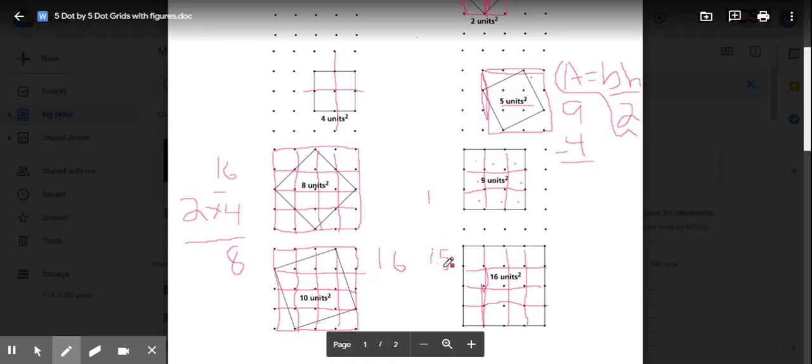Okay, so 1.5 times 4, because there's 4 of them. So 5 times 4 is 20. 0, carry my 2. And then 4 times 1 plus 4 is 6. Put my decimal point. And so I subtract 16 minus 6, which is 10 units squared.